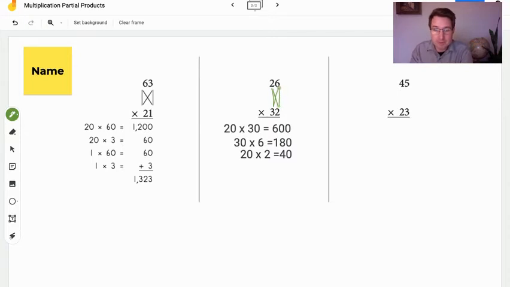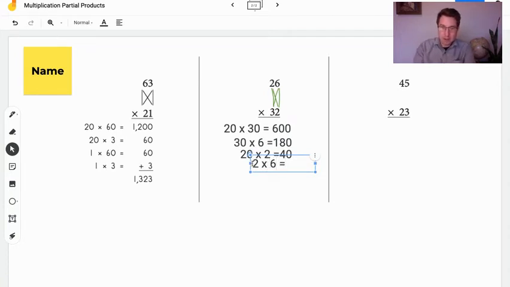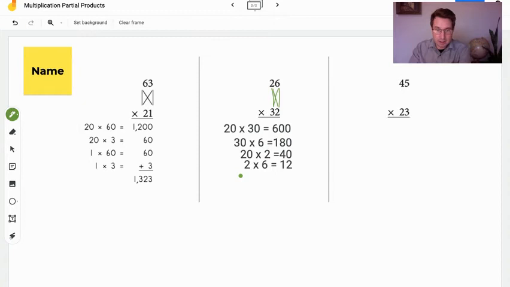ones place. That's going to be 2 times 6. 2 times 6 equals, and let's go ahead, we know that that's 12. And we'll pop that in underneath. There, nice and lined up. Okay, I'm going to even draw my line to do my addition. And I'll draw my plus sign over here because there's not really space.